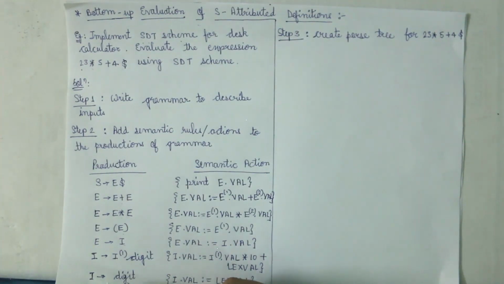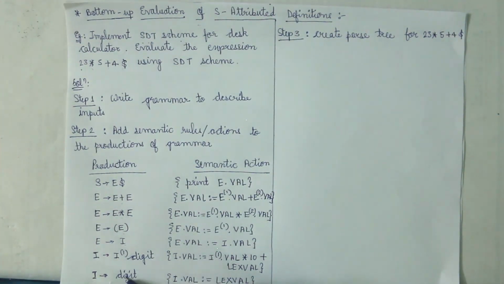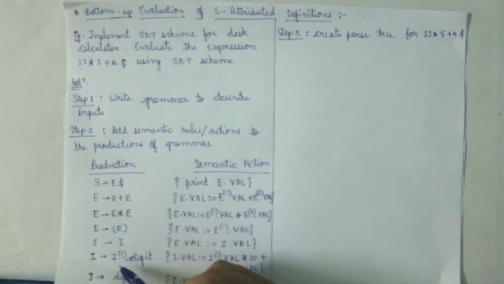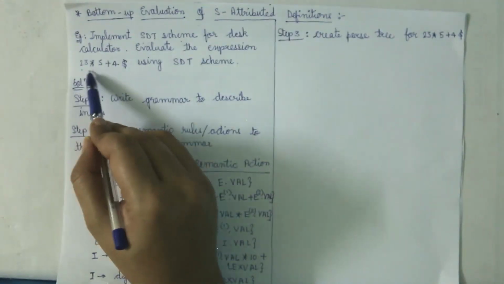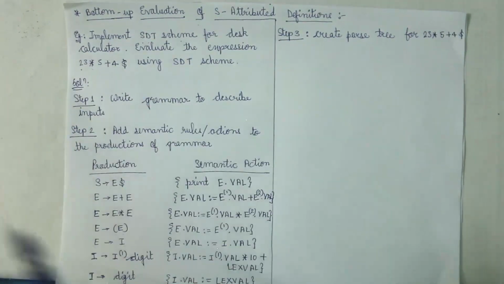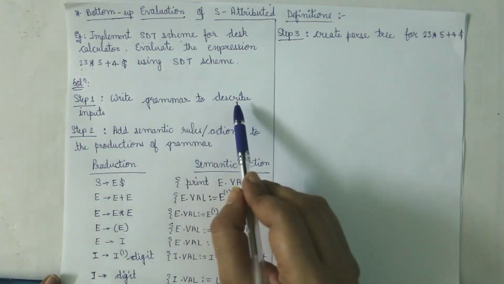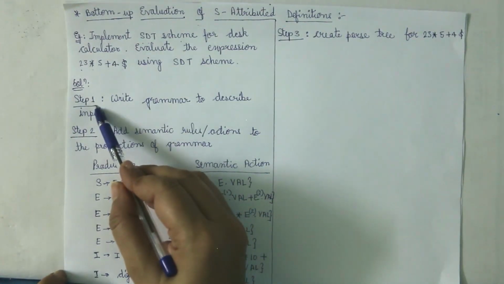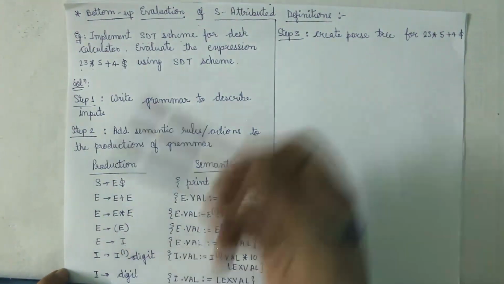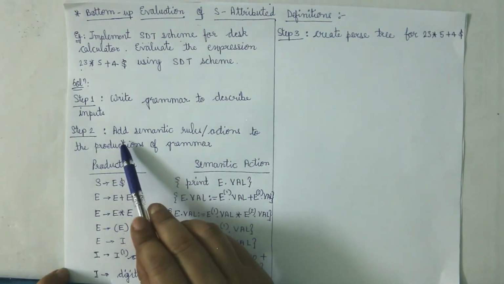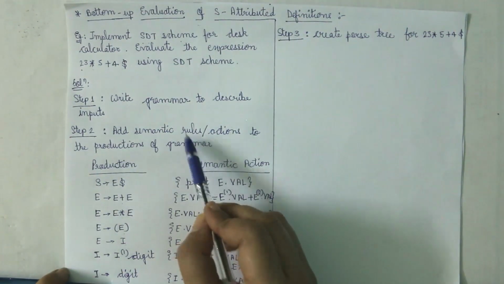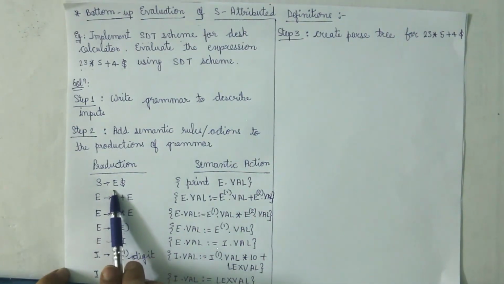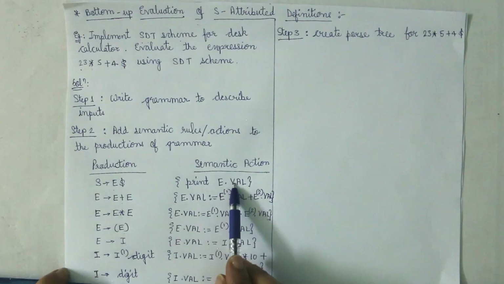For the time being, let's understand this. I tends to digit is only for one digit, like 5 and 4, which are single digits, and I tends to I digit is for multiple digits which form a number. Now that is our first step. In some examples, the grammar will be directly given to you, so there is no need for this first step; you can directly take the grammar from the question. Next, we have to add semantic actions or rules to the productions of the grammar, meaning with every production we perform some additional action.